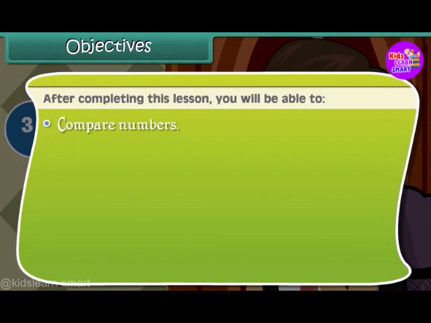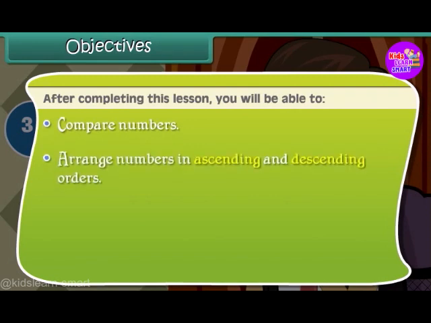Compare numbers. Arrange numbers in ascending and descending orders. Skip count.